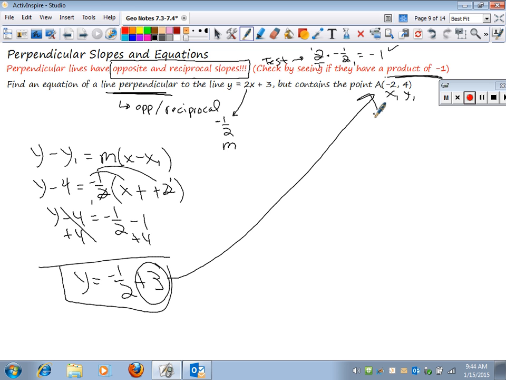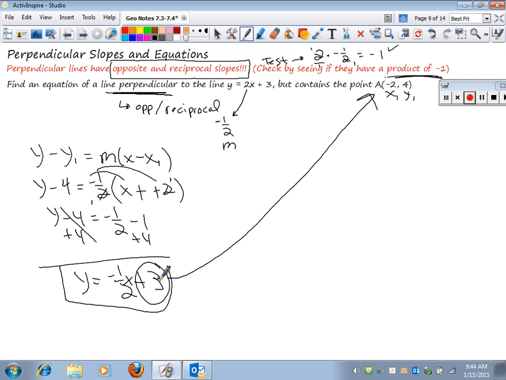So the negative 1/2, oh, I forgot the x, sorry. Negative 1/2 x plus 3. Negative 1/2 x makes it perpendicular. That 3 makes it go through that point. So that would be perpendicular slopes.